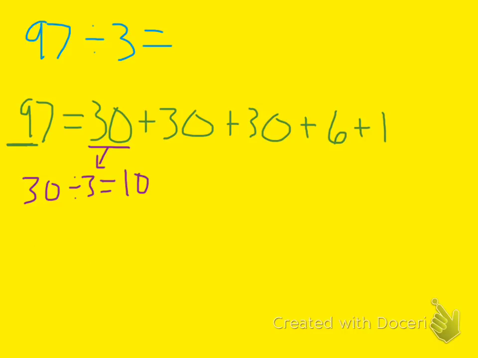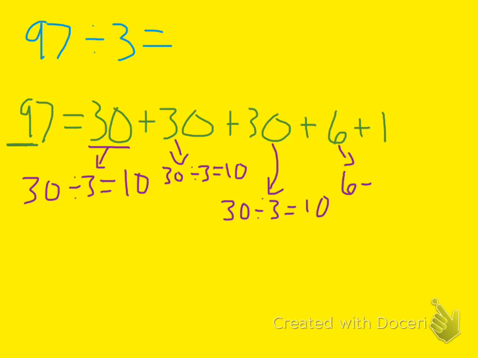Okay. Over here, 30 divided by 3 equals 10. Over here, 30 divided by 3 equals 10. Over here, 6 divided by 3. So 3 times what equals 6? That answer is 2. So I have 2 over here. Remember, 3 does not go into 1 evenly, so 1 becomes our remainder.